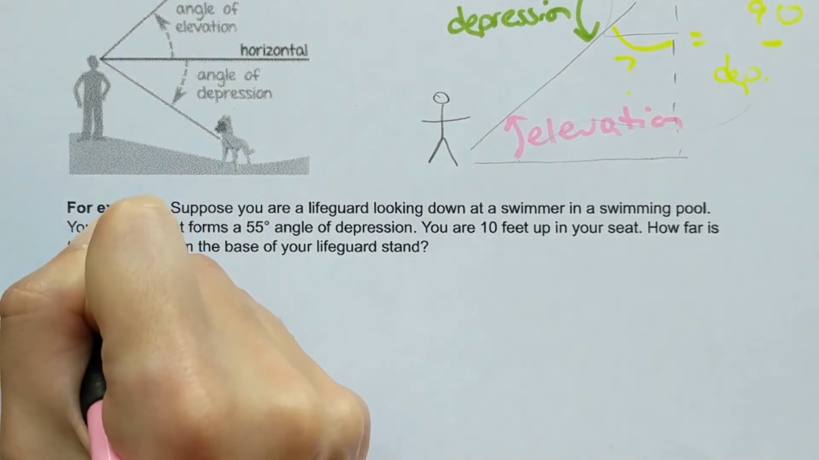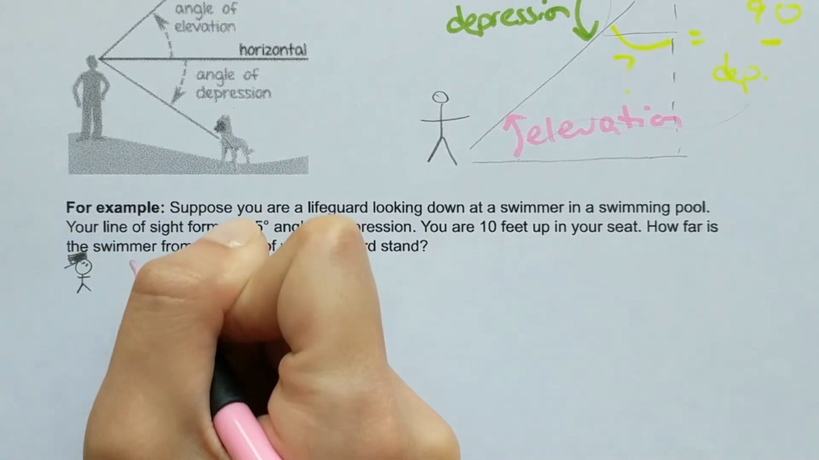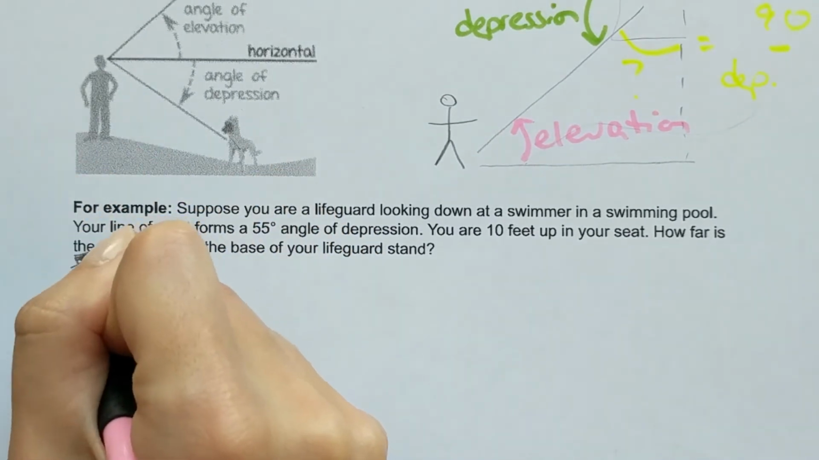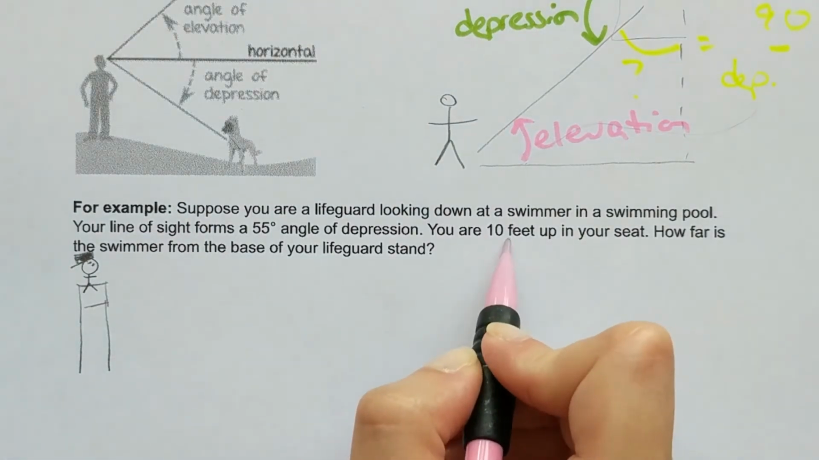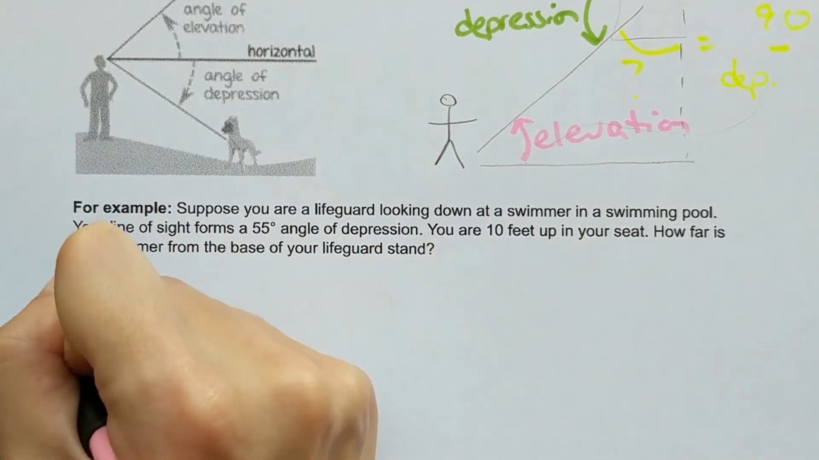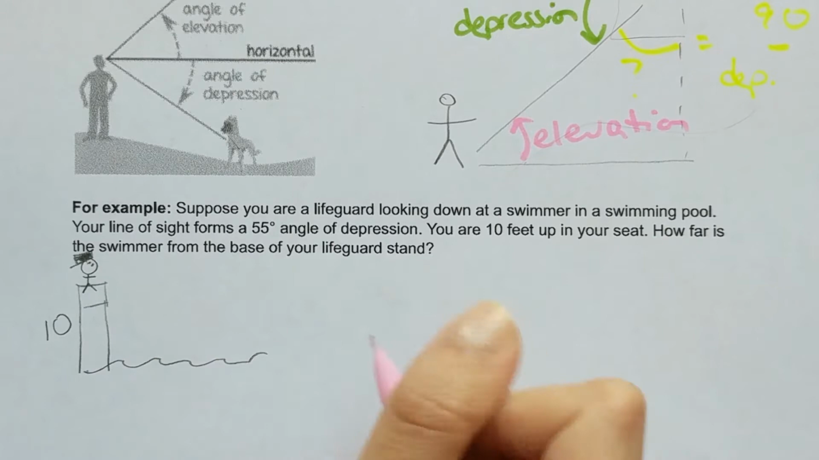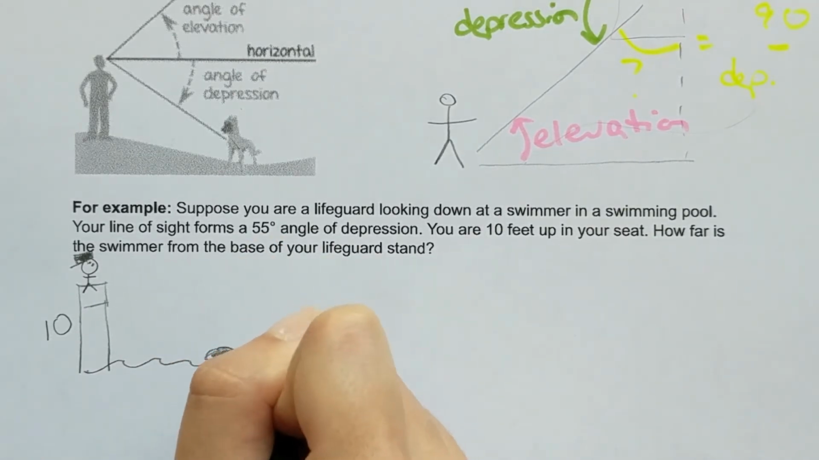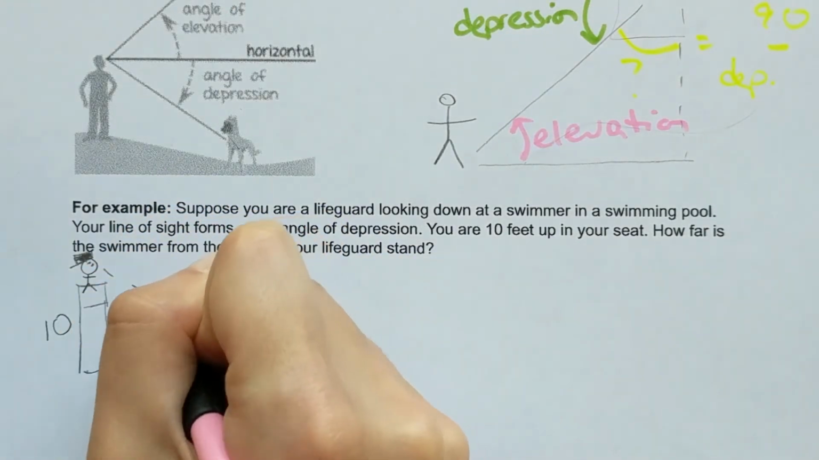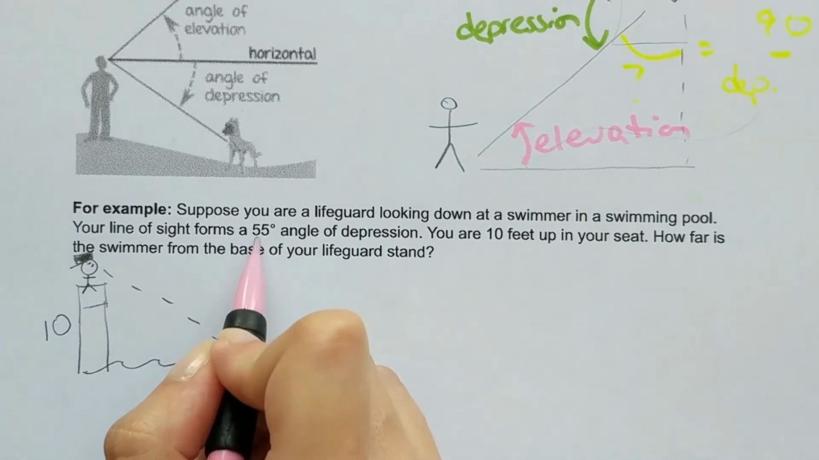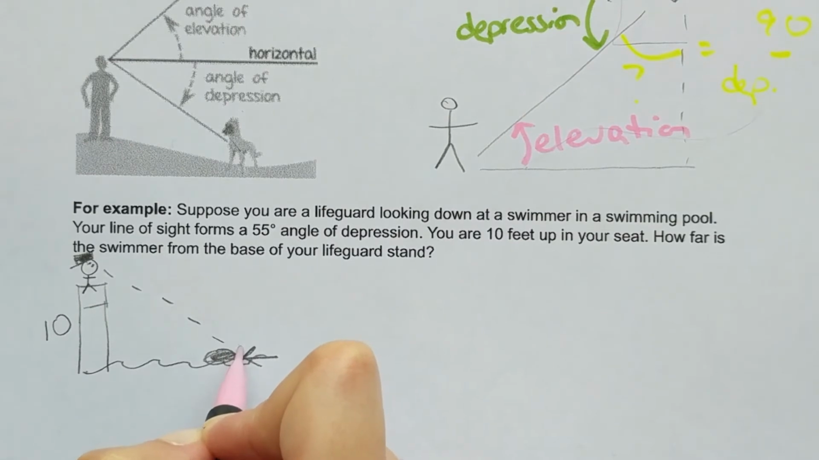So here's me. I got my hat on. It's a sunny day. I'm watching people swimming. I'm in a lifeguard stand. And we know that the lifeguard stand is 10 feet up in the air. Below is the pool. And there's a dude swimming in the pool. I'm looking down at this guy. It's a 55-degree angle of depression. I am looking down. Depression is what told me that I was looking down.